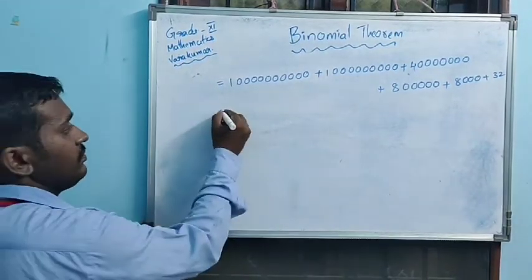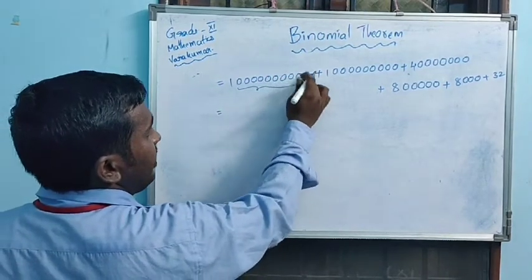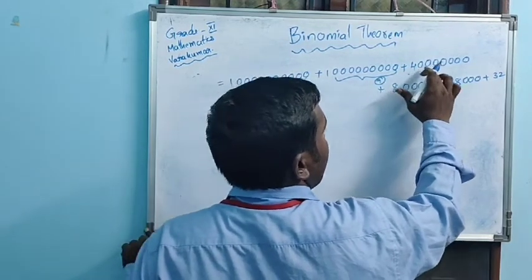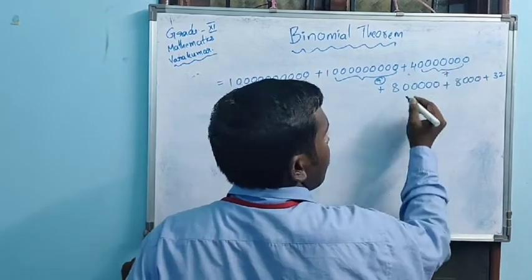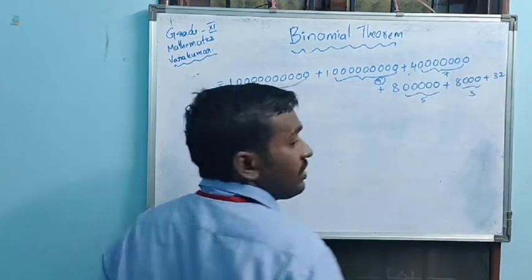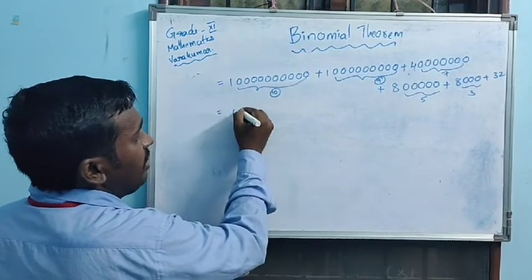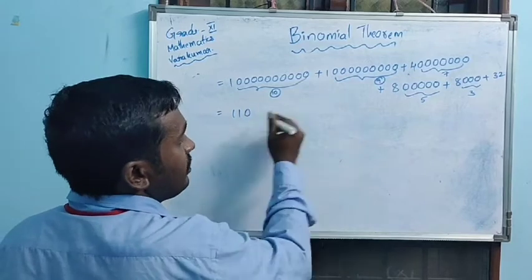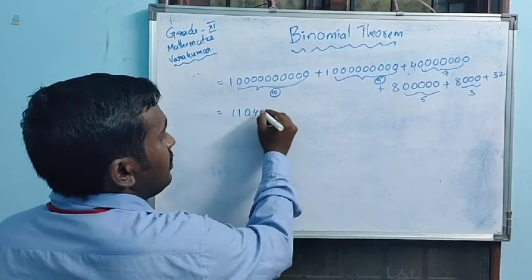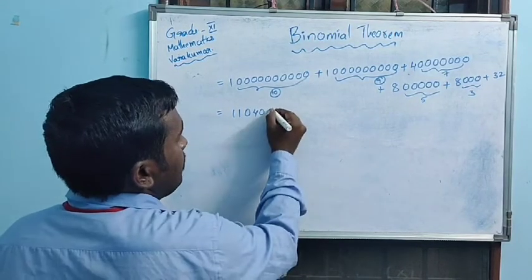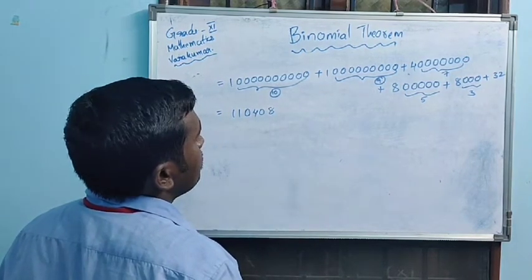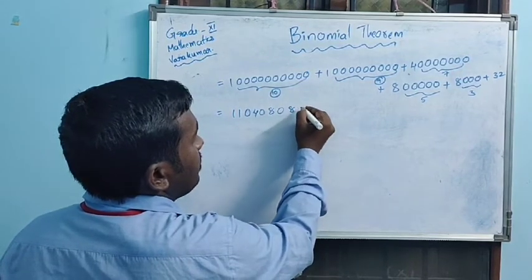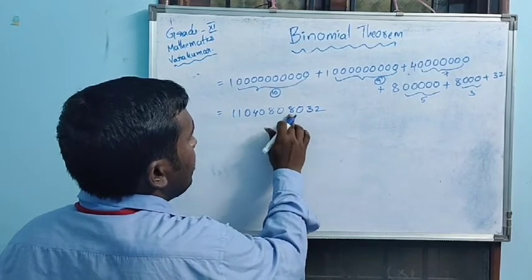Now simplify all these values. Here how many zeros? 10 zeros. Here 9 zeros. Here 7 zeros. Here 5 zeros. Here 3 zeros. Then no zeros. Now you add all those. This is our answer.